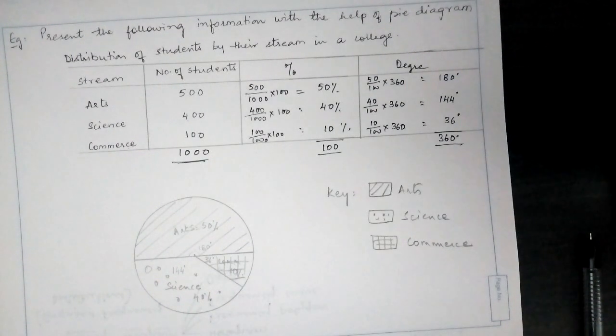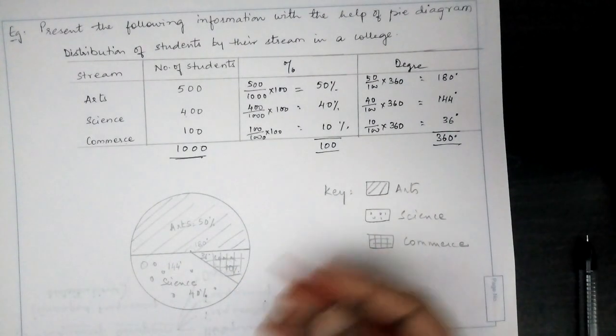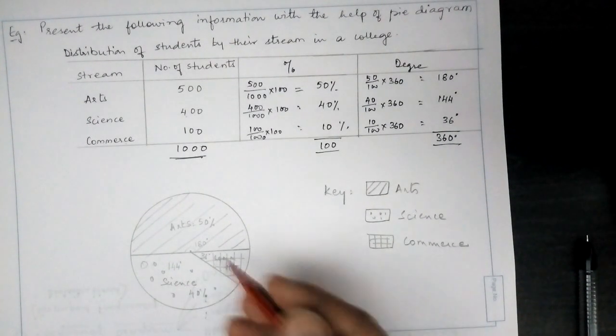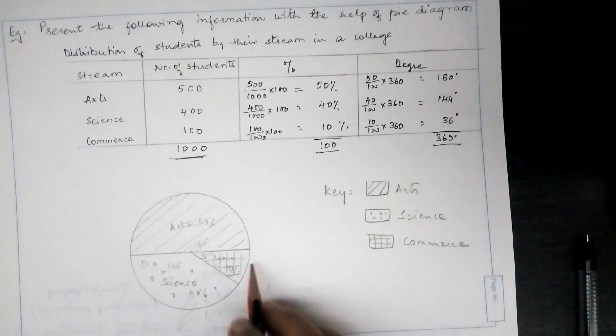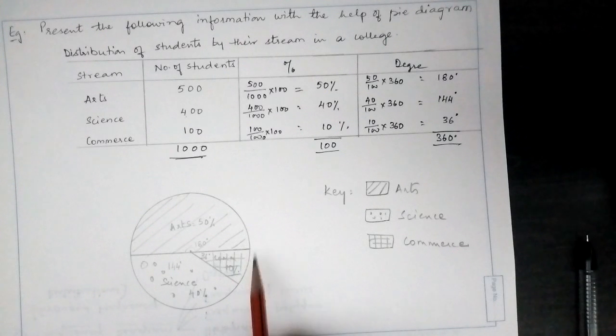The pie chart is much more convenient than other diagrams. Even a layman will be able to analyze this. So from this we know that there are a maximum number of students who have chosen arts, and there are a minimum number of students who have taken commerce. So that is the analysis of the pie chart.